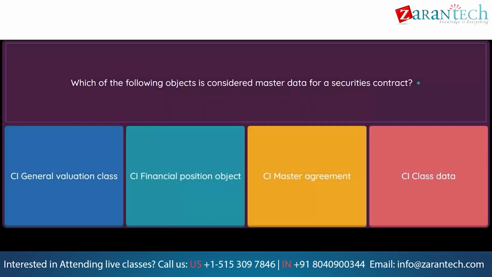Question: which of the following objects is considered master data for a securities contract? Option 1, CI General Valuation Class. Option 2, CI Financial Position Object. Option 3, CI Master Agreement. Option 4, CI Class Data.